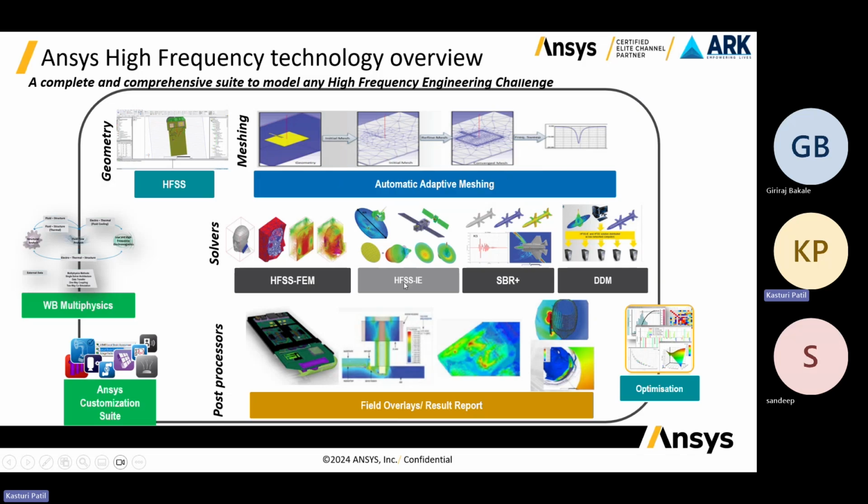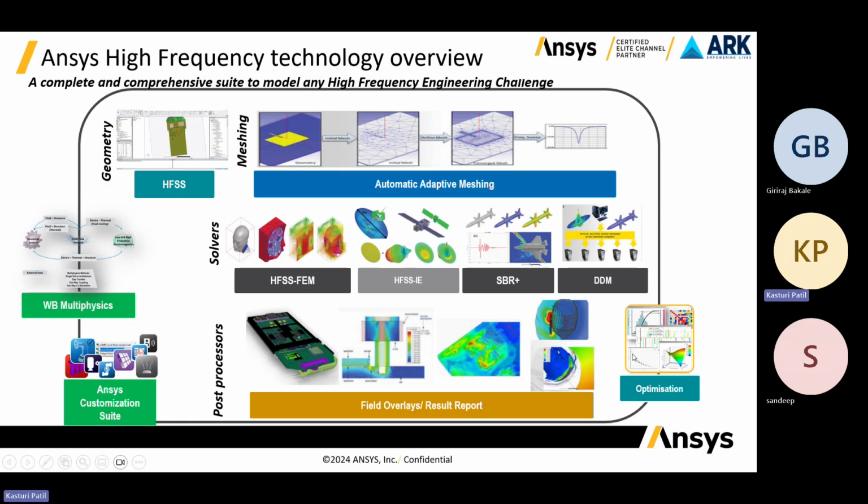Based upon the electrical size of the geometry, we will select the solvers, either FEM solver, IE solver, SBR+, or DDM. And then we will apply the operating frequency. We'll do analysis at what operating frequency it is working, and we'll run the simulation. So now there are two parts. One is pre-processing and the other is post-processing. In the pre-processing, all designing steps will be considered, and in post-processing, we have results.